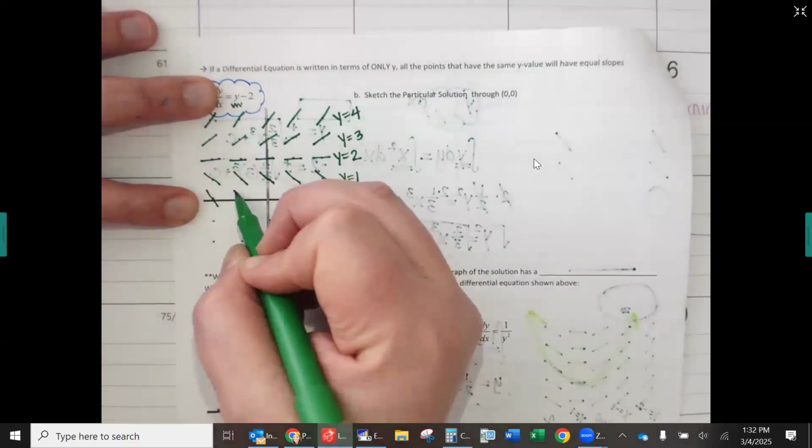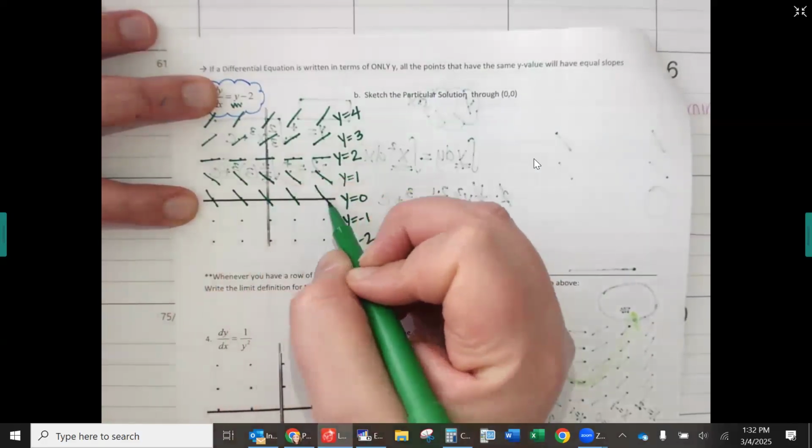Go down one more for that. It's 0 now minus 2. What's 0 minus 2? -2. Should it get steeper or flatter? Steeper. And then if I go down one more, I'd be at -1 minus 2, which now is a -3. This row should get even steeper and then steeper.